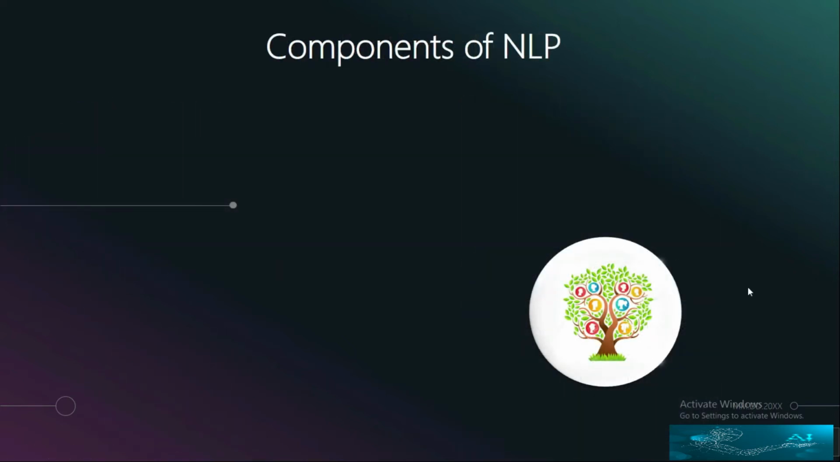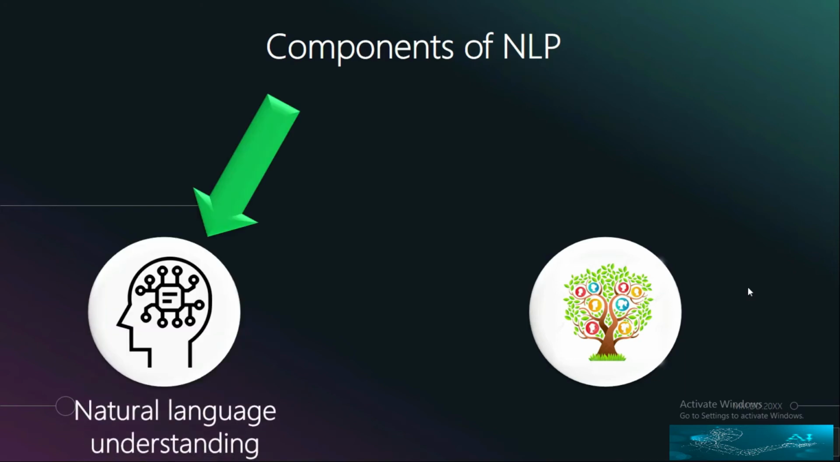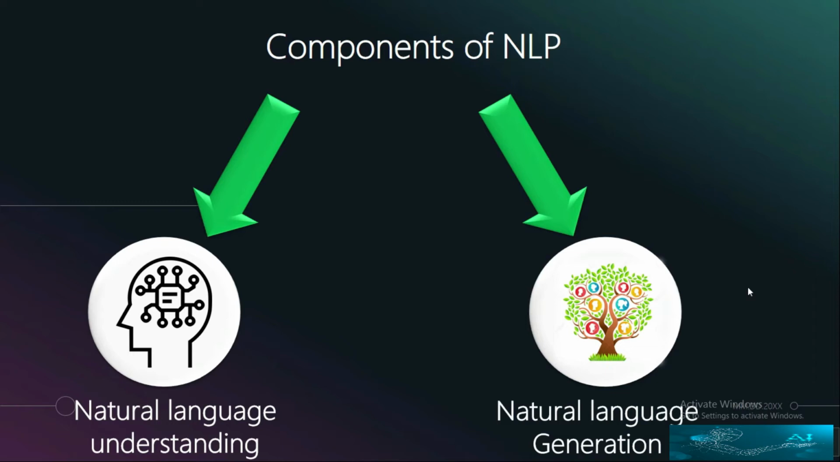NLP is divided into two major components, that is natural language understanding and natural language generation. Understanding generally refers to mapping the given input in natural language into useful representation and analyzing those aspects of language, whereas generation is a process of producing meaningful phrases and sentences in the form of natural language from some internal representation. The natural language understanding is usually harder than the natural language generation because it takes a lot of time and a lot of things to understand, especially if you are not a human being.